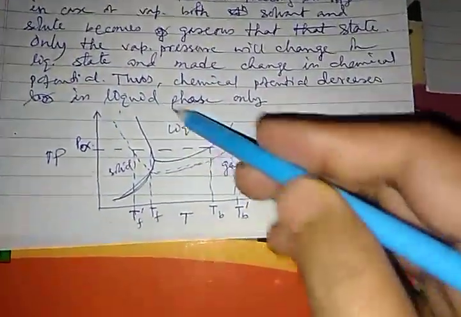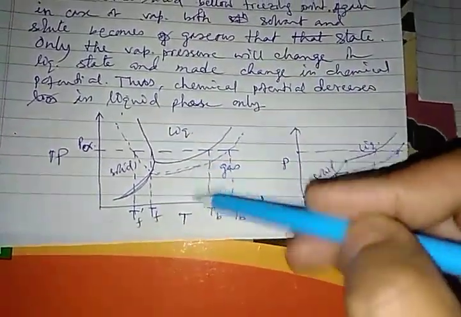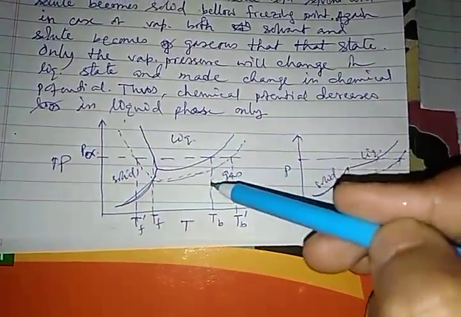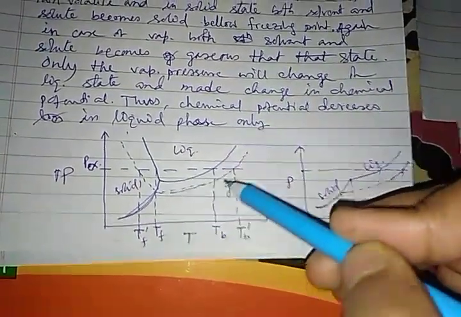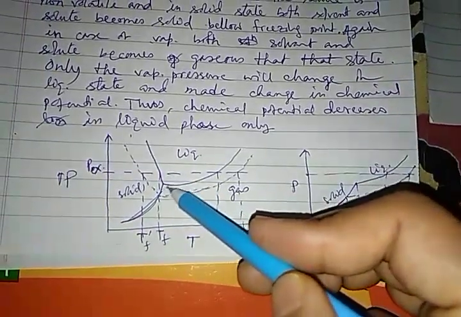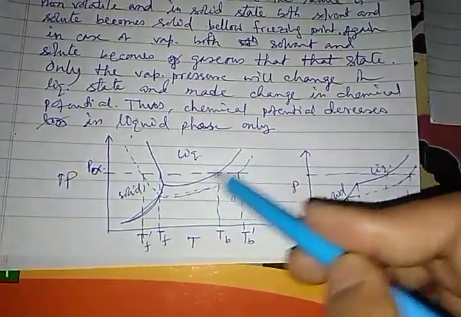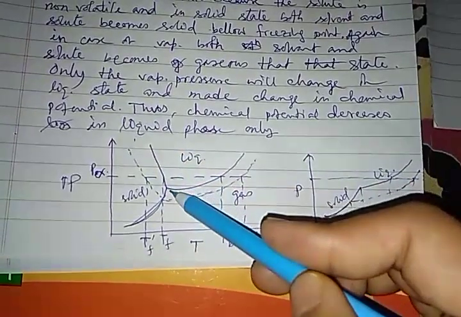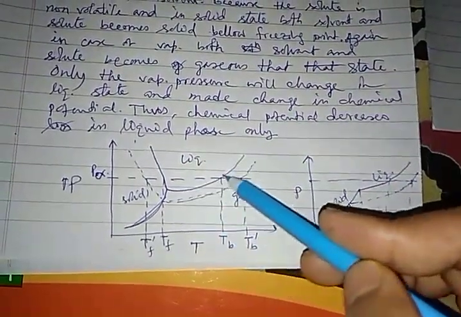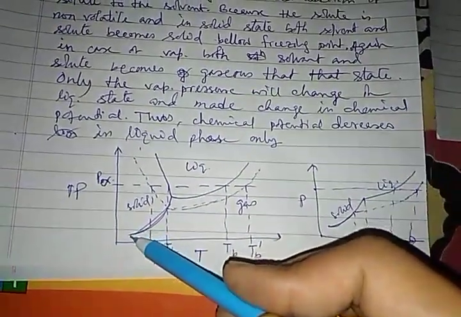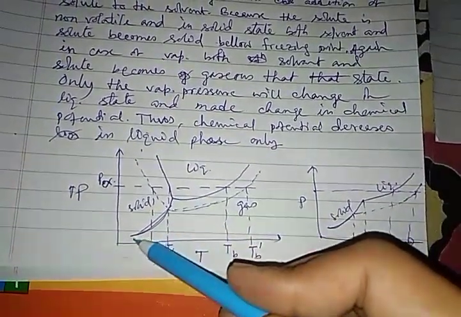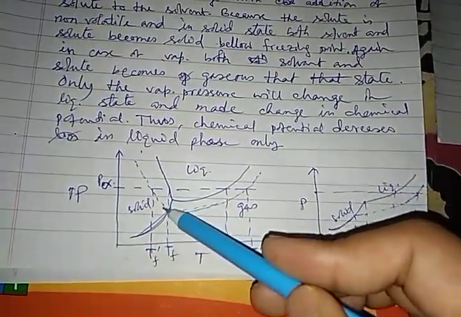In another way, you can consider a phase diagram. Let's say it's a phase diagram of water. I am talking about a water system where we have added some non-volatile solute, let's say sodium chloride. The solid line is for pure solvent. This line suggests solid-liquid equilibrium. This line suggests solid-liquid-vapor equilibrium, and this is for solid to vapor equilibrium.